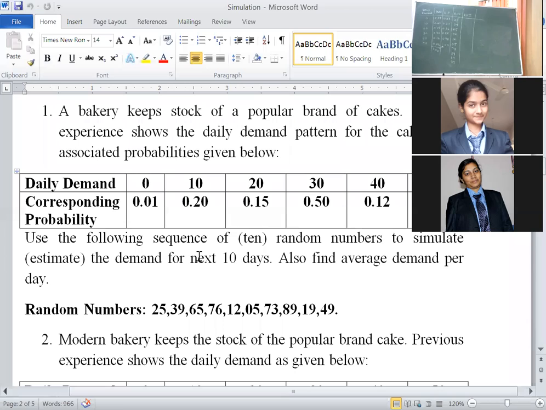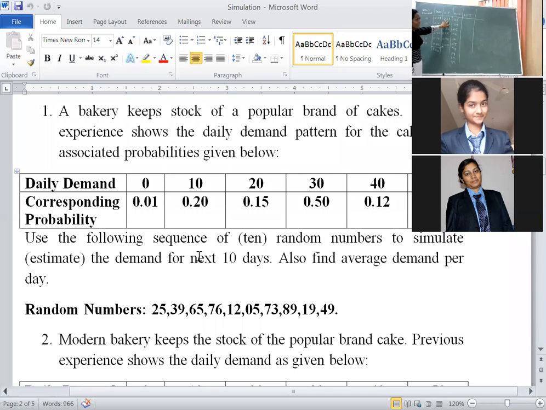Sometimes they will give random numbers in 3 digits, but you don't have a 3-digit concept in your syllabus. MCA students are having it. Okay, here these are the random numbers. How to write down the random number interval? You have to look at cumulative probability. Most of the students used to write probability. After calculating cumulative probability, you have to concentrate only on cumulative probability.